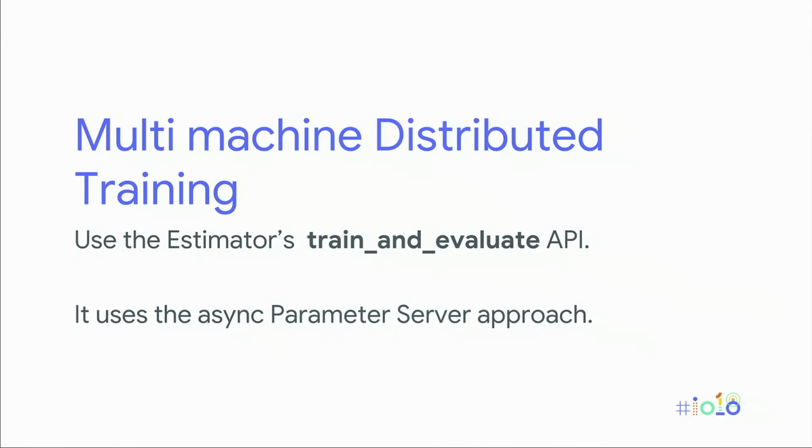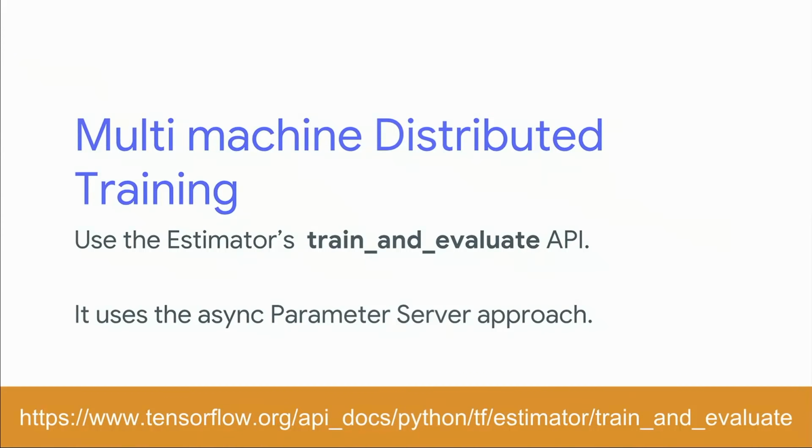So far, we've been talking about training on a single machine and multiple devices. But what if you wanted to train on multiple machines? You can use the Estimator's Train and Evaluate API. Train and Evaluate API uses the async parameter server approach. This API is used widely within Google, and it scales well to a large number of machines. Here's a link to the API where you can learn more on how to use it.